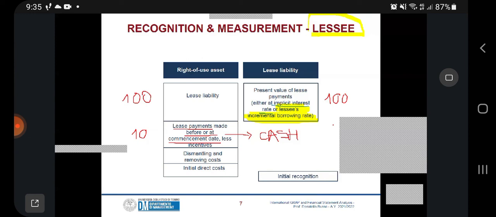The same for the initial direct costs. The initial direct costs are costs that are paid at the beginning, other commissions and so on.